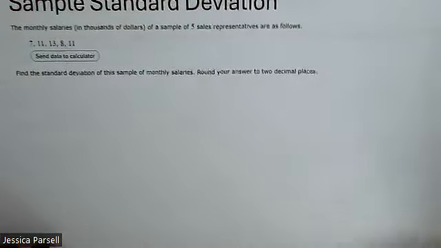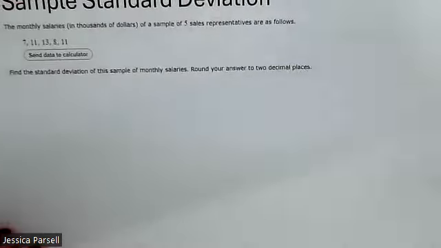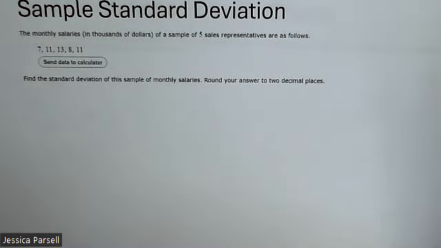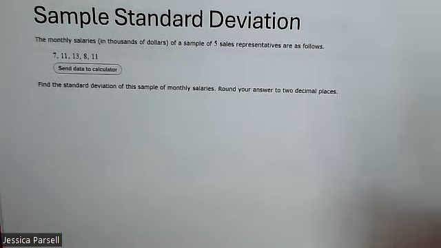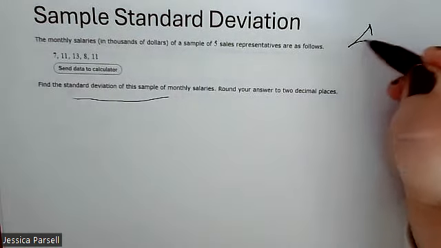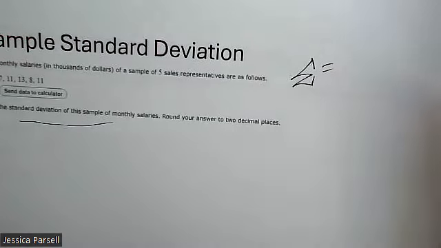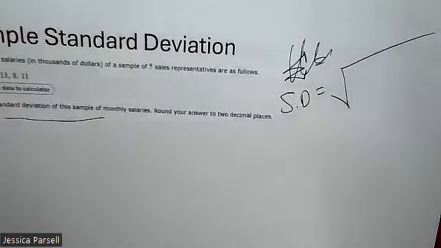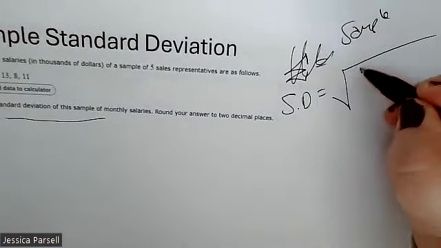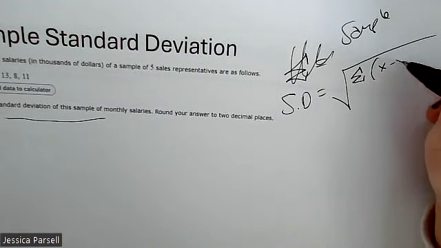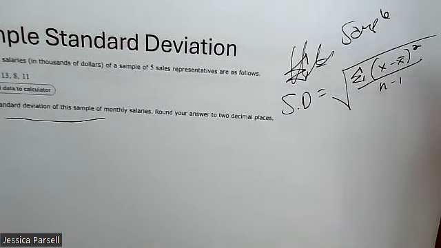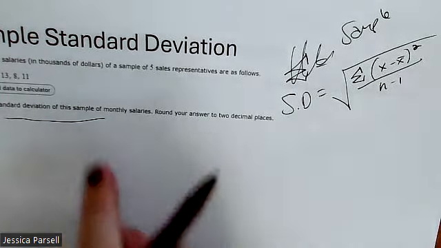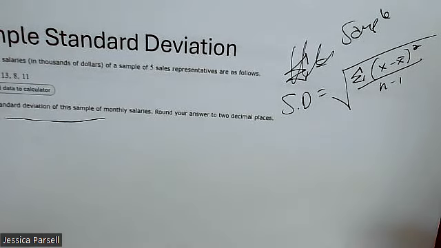Okay. Sample standard deviation. Yep, we have that one and one more. All right, we got this. So the monthly salaries of a sample of 5 sales representatives are as follows. Find the standard deviation of the sample. Okay, so make sure when they say sample, you know which formula to use. So let's see if I can write down the formula correctly. Standard deviation from a sample is going to be the square root of the sum of (x minus x bar) squared divided by n minus 1. So remember, there's a little bit of a different formula when you're working with population, but because they're using sample, we're going to use this formula right here.